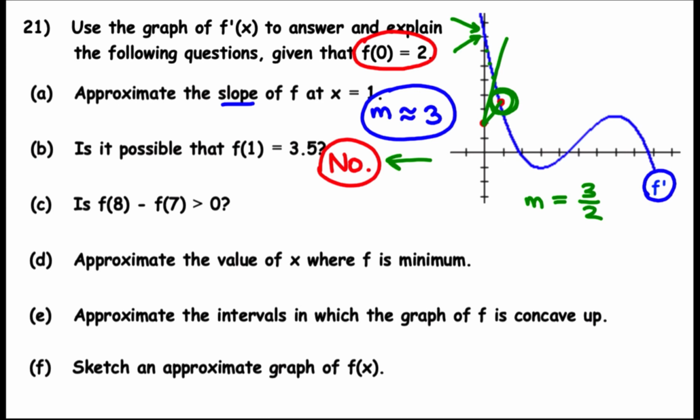All right, next up, part C. Is f of 8 minus f of 7 greater than 0? Let's go to 8 and 7 and see where we're at. At first glance, you'd say, well, all right, f of 7 seems to be a max, and f of 8 is like here. So is f of 8 minus f of 7 positive? I'd say no. But in fact, the answer is yes.